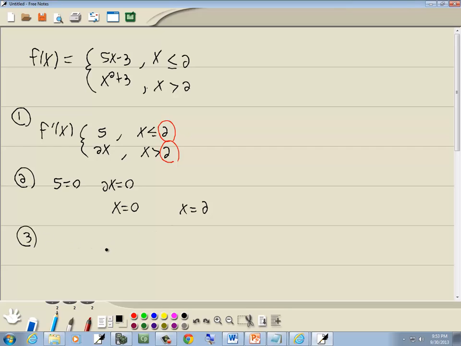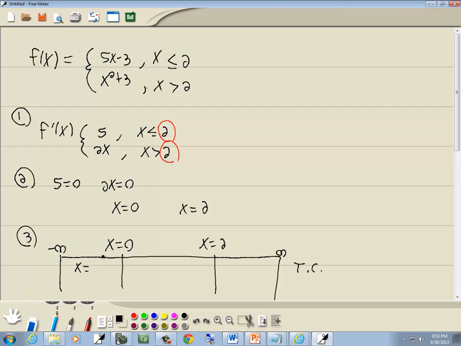Okay, so build our table of intervals. We got x equals 0, and x equals 2. And clear over here is negative infinity, clear over here is positive infinity. We want to choose test cases. We want to choose some value between negative infinity and 0, like negative 1. We want to choose something between 0 and 2, like positive 1. And we want to choose something greater than 2, like 3.